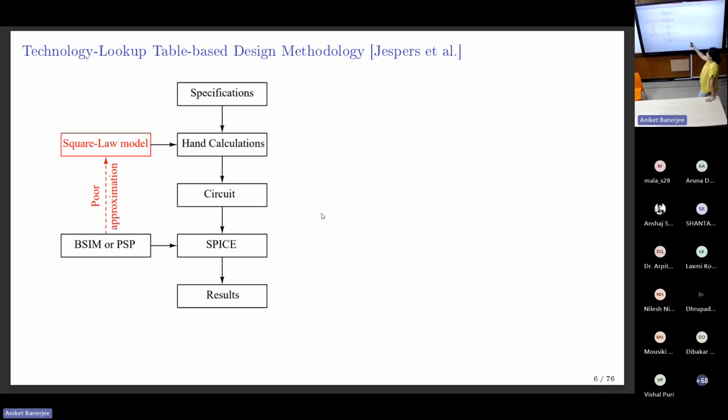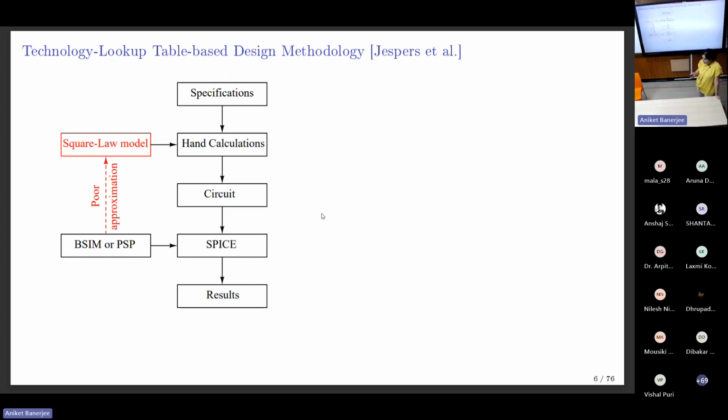approximation. I feed it into my hand calculations. I have a certain set of specs. Do some hand calculations, feed the circuit into Spice, disappointment, look back, disappointment, look back, error keeps reducing. Do some kind of tweaking here and there. We call it Spice mounting. I'm not sure what you would call it, but then finally get to the results.